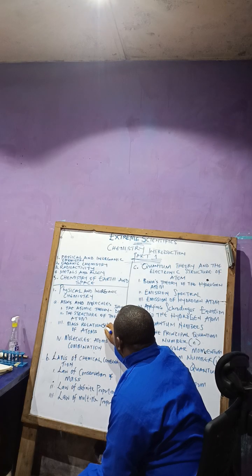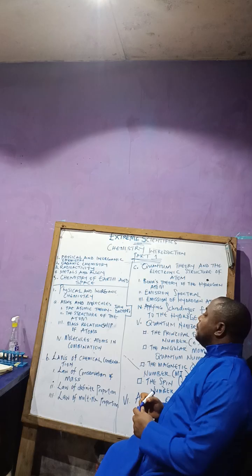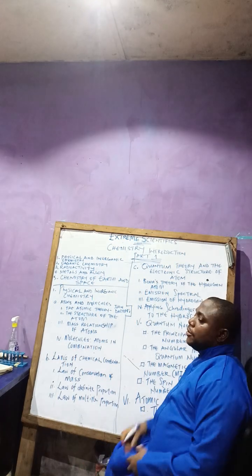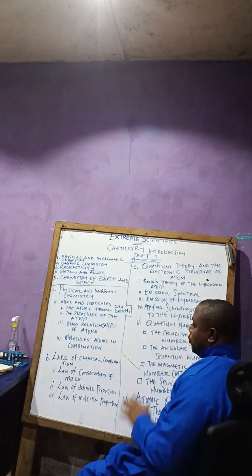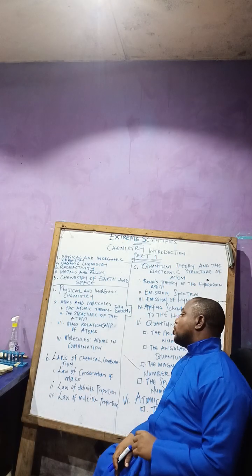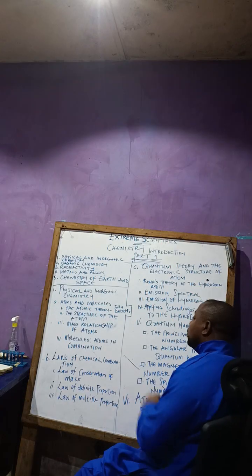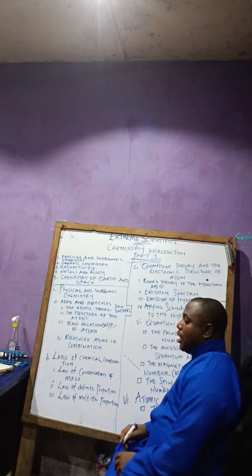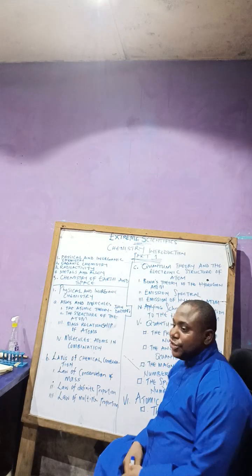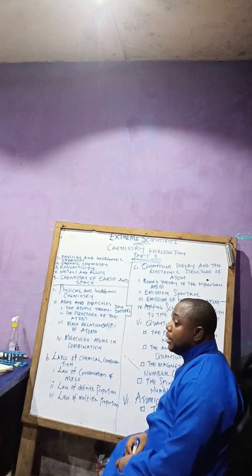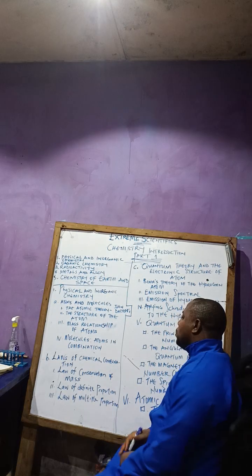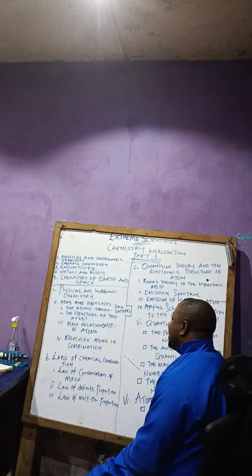Mass relationship of atoms. So we will study it. The next one is called molecules: atoms in combinations, how atoms combine with each other to form molecules. Do you understand? Good. The next one we're going to do is called laws of chemical combination.